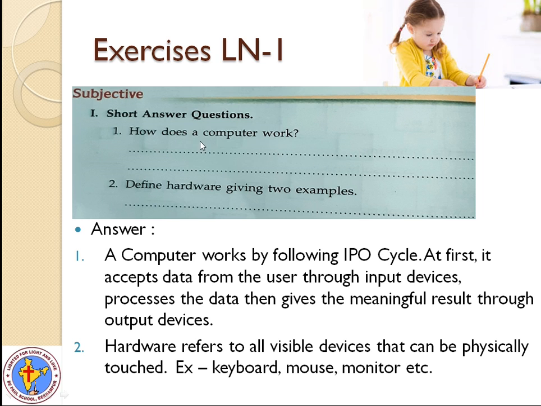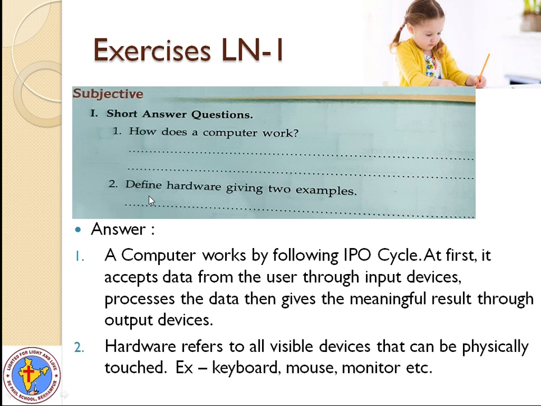As we have learned, the computer works by following the IPO cycle, the input process output cycle. So the answer we can write is: a computer works by following the IPO cycle. At first, it accepts data from the user through input devices, processes the data, then gives the meaningful result through output devices.